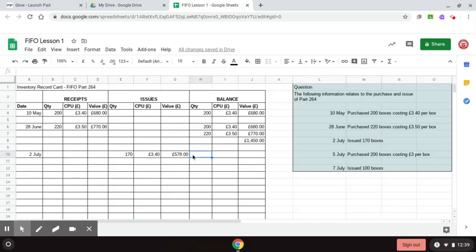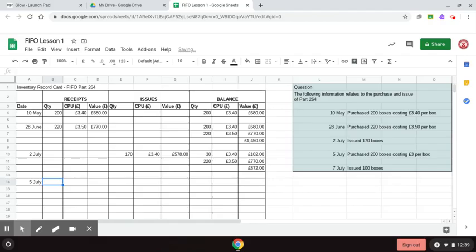We had 200 at £3.40 and we've issued 170, so that leaves 30 at £3.40. Okay, so we've got 30 at £3.40, and we've also got 220 at £3.50, which was £770. Okay, and then I would just do my total. I'll just do it quickly. I could use my formula, but it's going to be 872. So that's transaction 3.